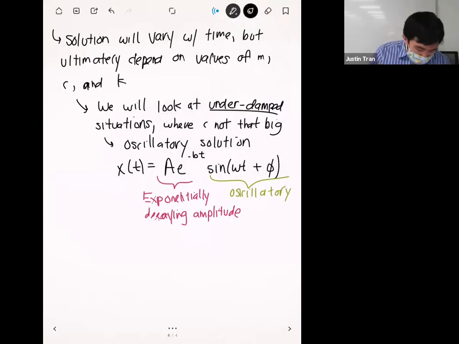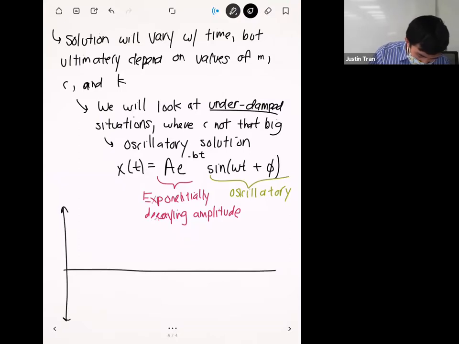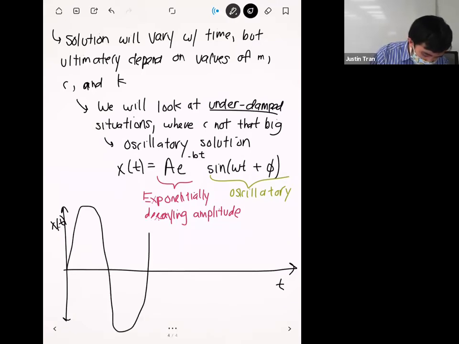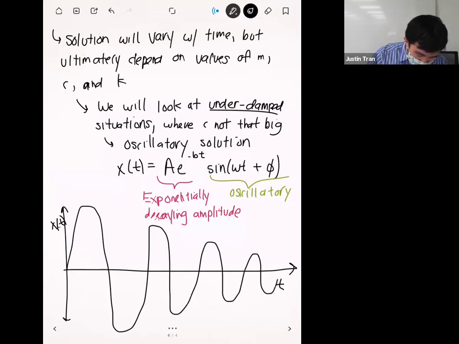All right. And so if we plot the solution, let's say we make a plot like this, where on the x-axis we have time, and on the y-axis we have x of t. Our solution is going to look something like this, where our amplitude is going to start really high, and eventually it's going to decay down to 0.